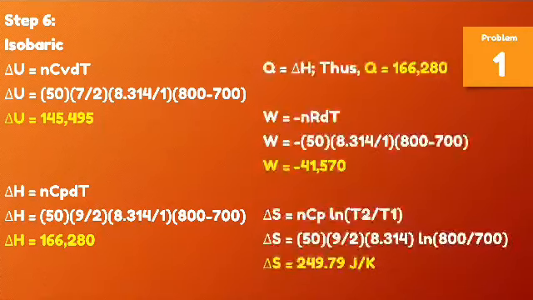Now, for us to find the work according to the formula for isobaric, W equals negative nR dT. To substitute, that would be negative times 50, which is our moles, times R, 8.314 over 1, times dT, 800 minus 700. So we have a work of negative 41,570. Now, after getting the data for work, we can jump to ΔS, or the change in entropy. The formula for that is nCp ln T2 over T1. So ΔS equals 50 times 9 over 2, and R is 8.314 over 1, ln of 800 over 700. To calculate that, ΔS equals 249.79 joules per Kelvin.